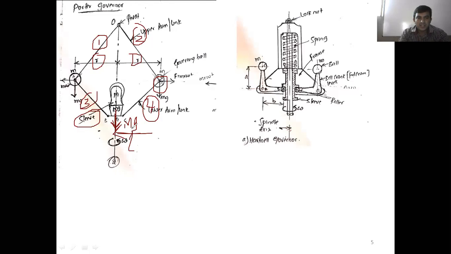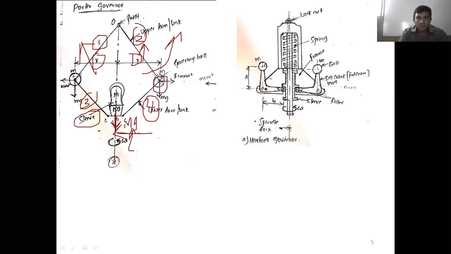As the speed increases, the governor balls and the upper arms move radially outward. Due to this radially outward movement, what happens? The radius of rotation of the governor ball increases. The r value increases to r1, r2. Now that is attached to where? The sleeve is attached to the throttle valve.